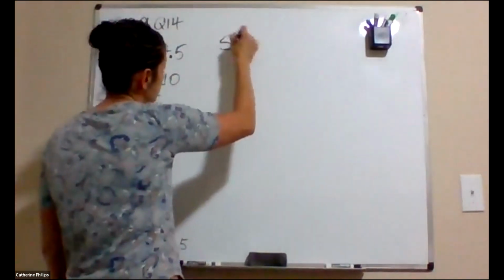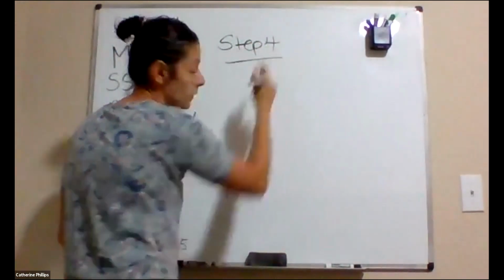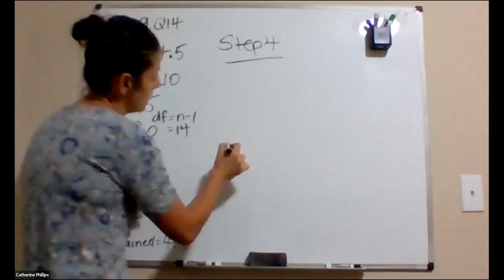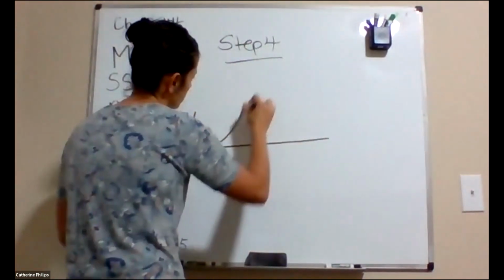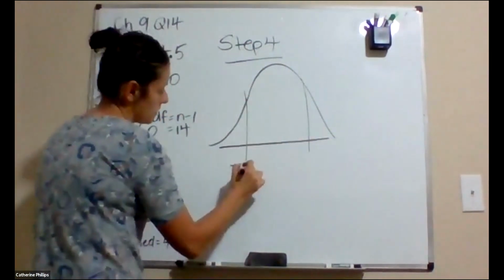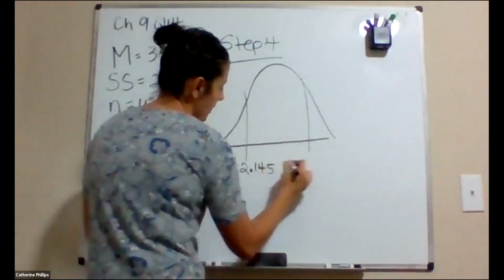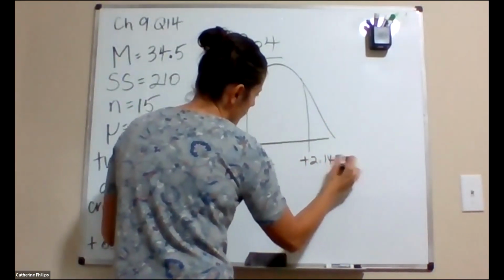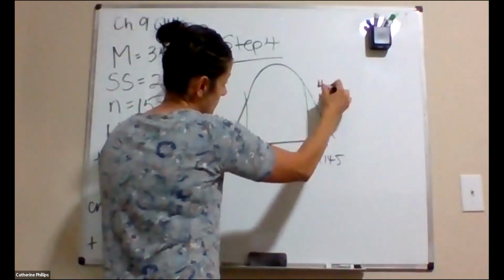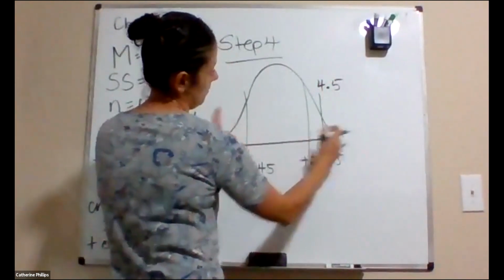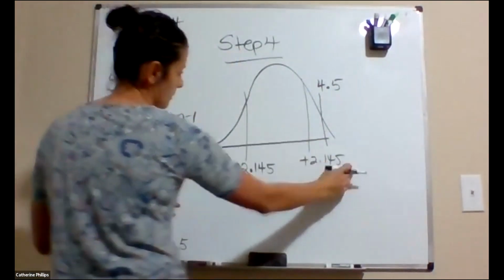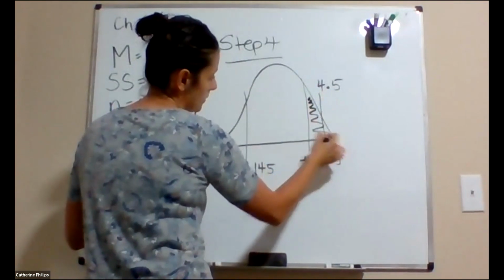Step 4, we need to make a decision, interpret it, give me evidence. So let's draw it out and see how these numbers fall. The critical values were minus 2.145 and positive 2.145. The value we just obtained was 4.5. It's outward, right? It's beyond this score. It's bigger than this score. It falls in this critical region.